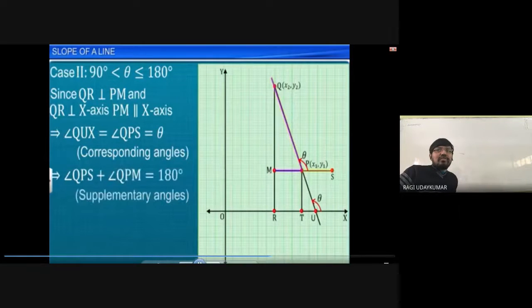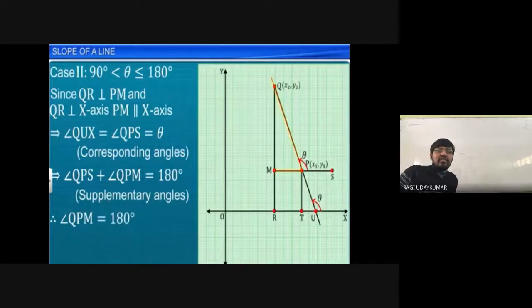QPS will be equal to 180 minus theta. Supplementary angles, two angles. Then angle QPM is equal to 180 minus theta. Actually, these are the proofs. How do we get it? Therefore, theta is equal to 180 minus QPM.